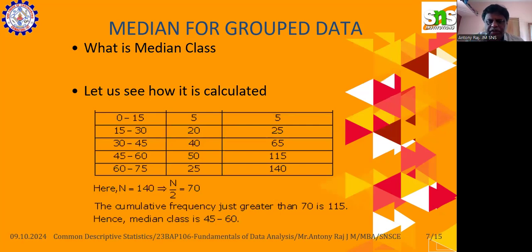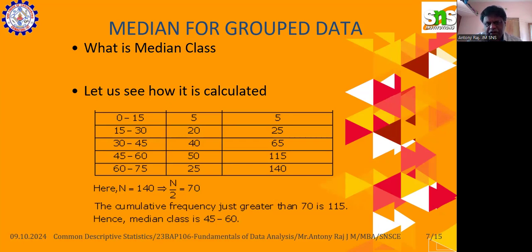Now, let us understand how to find the median value for grouped data, and also how we identify the median class. So this is a simple frequency distribution table. There are 5 class intervals: 0 to 15, 15 to 30, 30 to 45, 45 to 60, 60 to 75, and the frequencies of the classes, the number of values within these limits, are given.